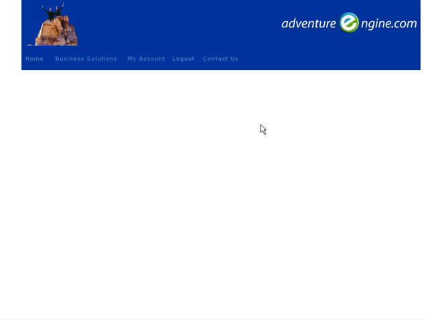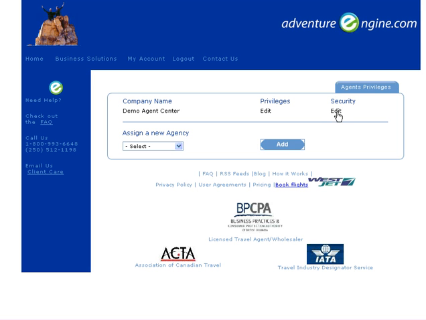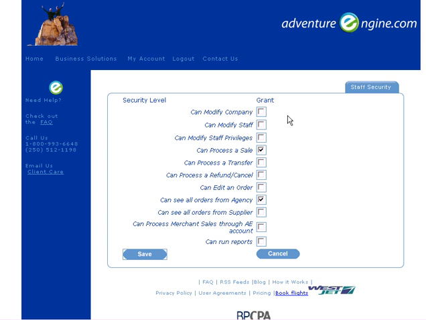The other feature of the agency and staff net rate area is you can set security levels. Security levels means that you can provide privileges to certain staff. So if you have an upper management individual or an agency that you have a good relationship with, they can perhaps add additional staff and additional privileges for agents or staff under them. They may be able to do transfers, refunds, cancellations, edits, be able to use the merchant account, and be able to run reports. Or perhaps it's a staff person that is only allowed to just process sales. You decide as the tour operator.